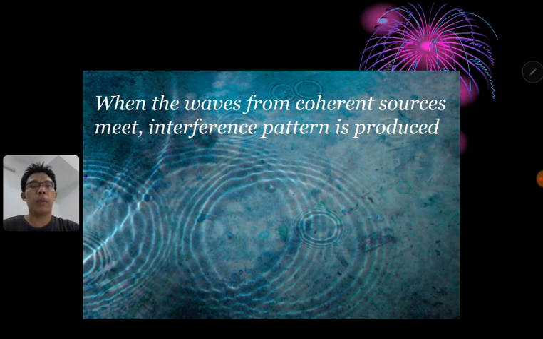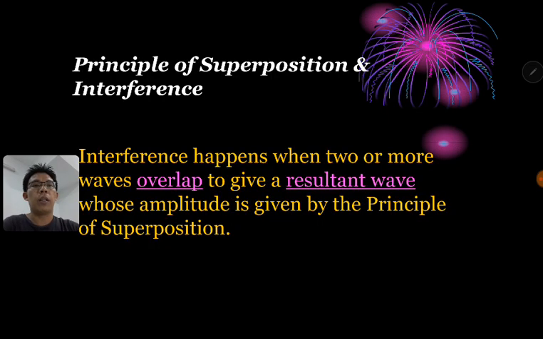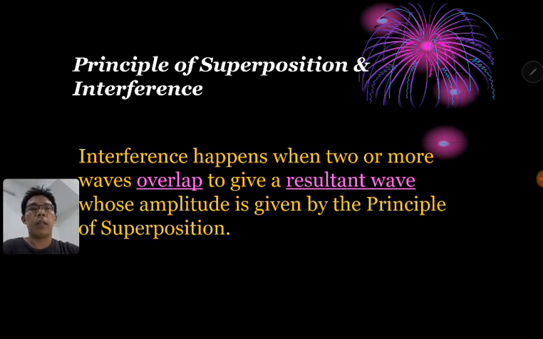This kind of picture is what you always see in a pond or on the surface of water. Interference patterns happen because, like we said just now, due to diffraction, the two or more waves overlap, and then you get a resultant wave. The amplitude of this resultant wave is given by the principle of superposition. We are only interested in the amplitude, and that's good enough.